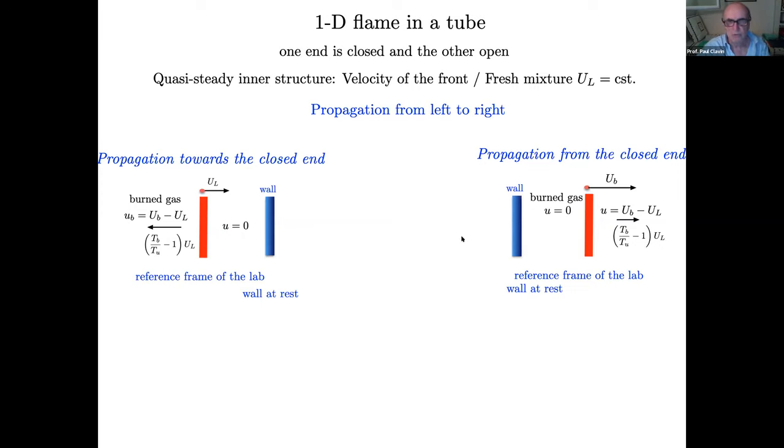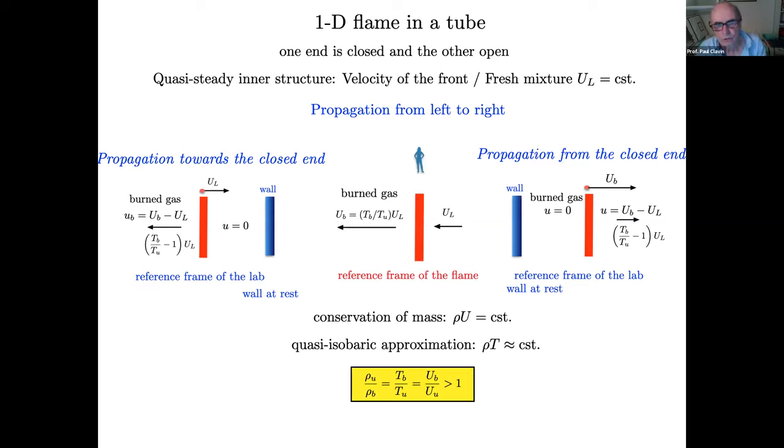And the link between the two situations is obtained when you look in the reference frame of the flame. If you sit on the flame, in both of these, you will see the flow incoming, the fresh mixture, with the laminar flame speed. And because of the conservation of mass, rho u is constant, so the flow enters the planar flame with the laminar flame speed and escapes from the flame as burnt gas with a speed larger than the laminar flame speed by the inverse of the density ratio, which is in fact the temperature ratio.